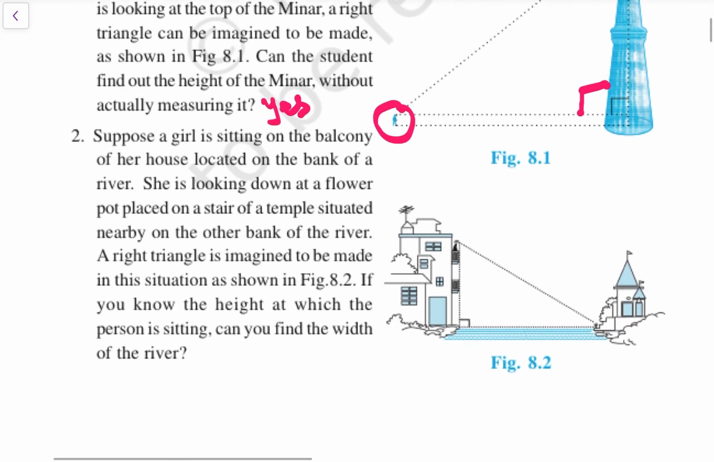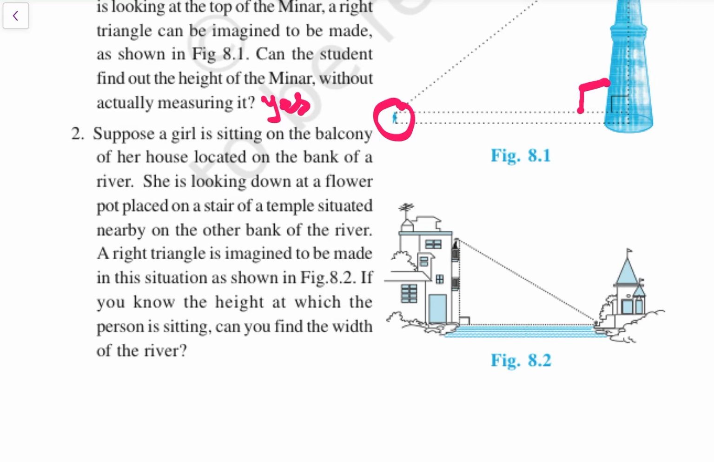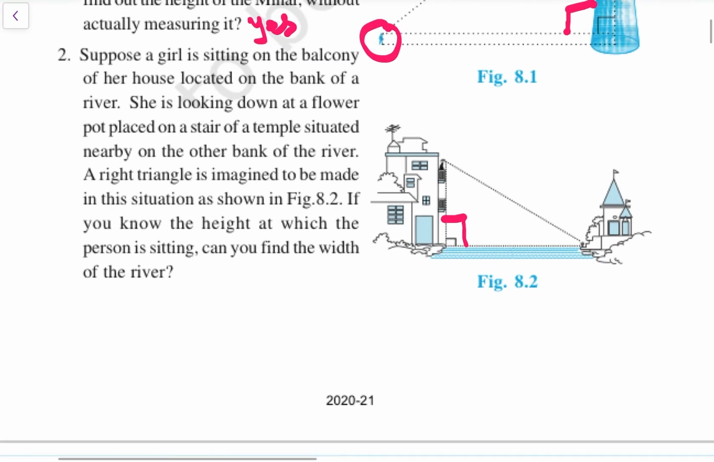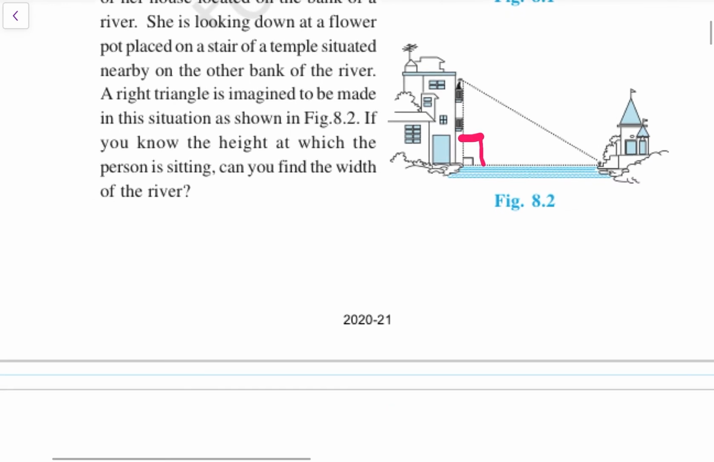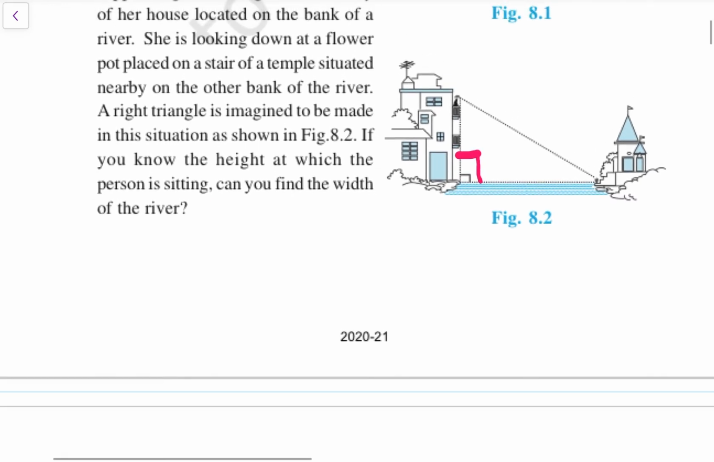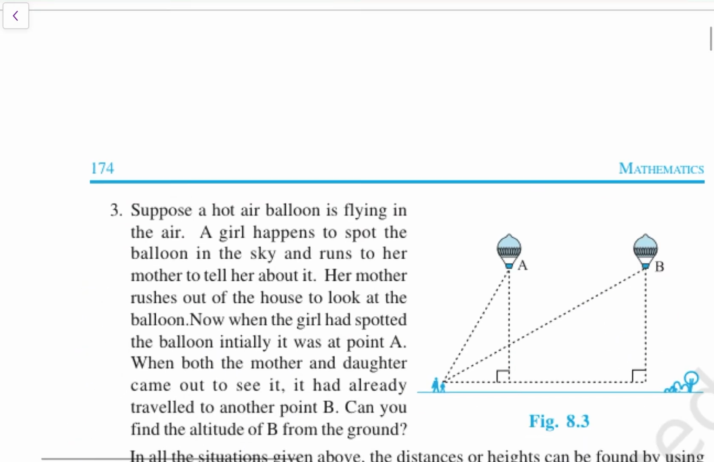Now, another example is suppose a girl is sitting on the balcony of her house located on the bank of a river. She is looking down at the flower pot placed on a stair of the temple situated nearby on the other side of the river bank. A right triangle is imagined to be made in the situation again. You can see that right triangle here. If you know the height at which the person is sitting, can you find the width of the river? Again, the answer is yes.